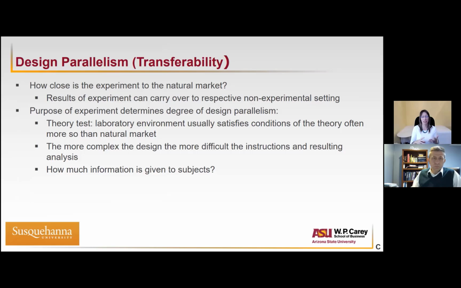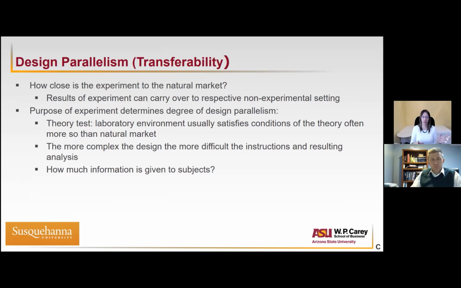The more complex your design, the more difficult the instructions will be, and that will make it harder for participants, especially if you're sampling from the general population. When the instructions are difficult, they may not understand everything you are explaining to them, and that will ultimately bias your results. A byproduct is that it also results in very difficult analysis, which may not give a clear picture of what's going on.